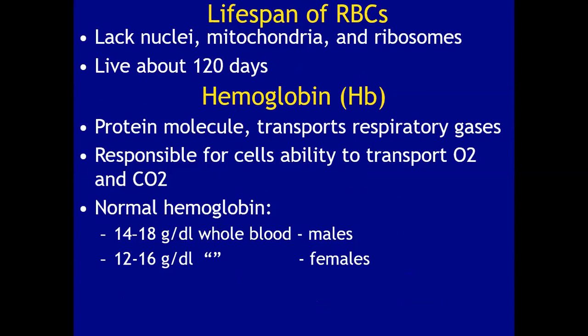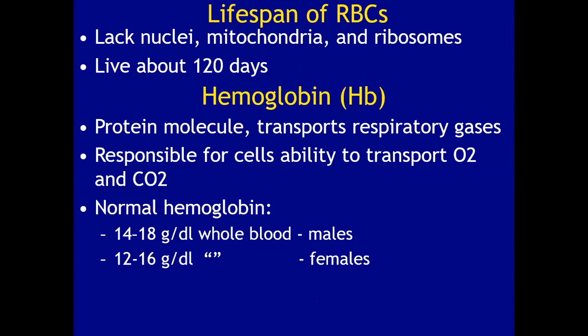They live about 120 days. And by the time they are an adult, when they are kicked out, we have removed the nucleus, the mitochondria, the ribosomes. They've made everything they're going to make. Their job now, it's been built. They float around for 120 days, and then we recycle them.